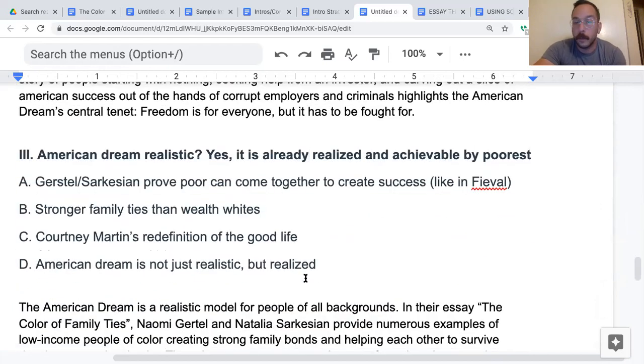Is the American dream realistic? Is the next paragraph that comes in the essay. And my answer to that is yes, it is already realized and achieved by the poorest. Gerstle and Sarkeesian prove poor can come together to create success, like in Fievel. Stronger family ties than wealthy whites. Courtney Martin's redefinition of the good life is important here. And the American dream is not just realistic, but it is realized.